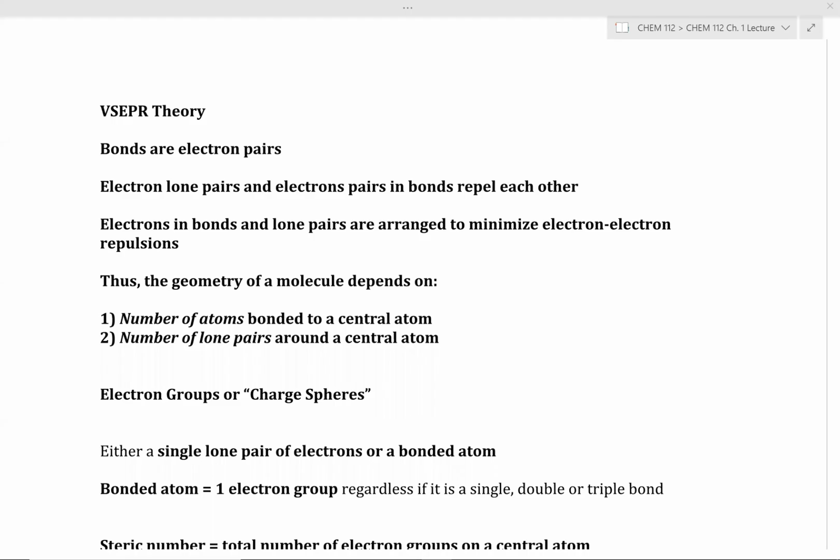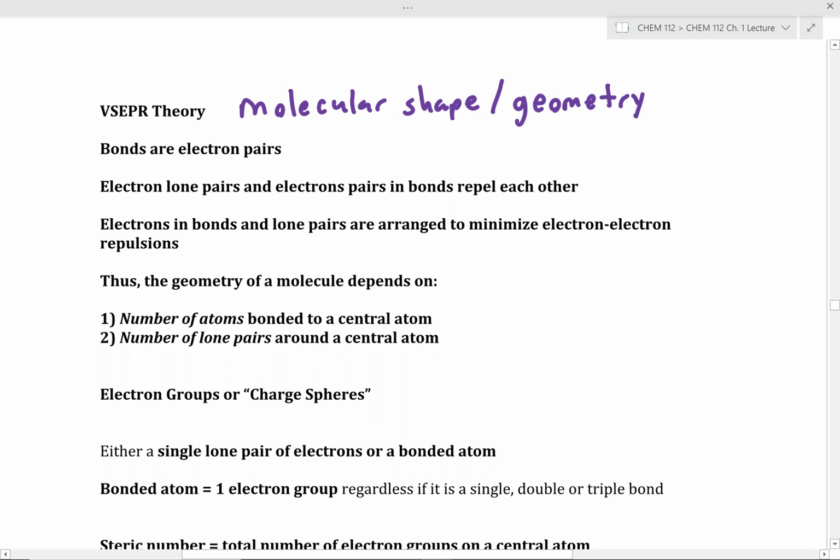Okay, now that our recording is set up, let's start talking about VSEPR theory. VSEPR theory primarily concerns molecular shape and geometry. This is really our method of rationalizing our observed molecular shapes and bond angles.